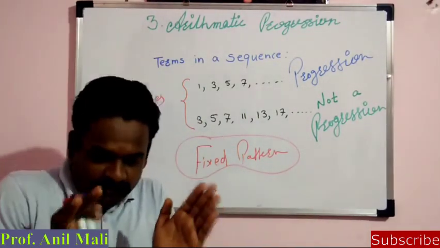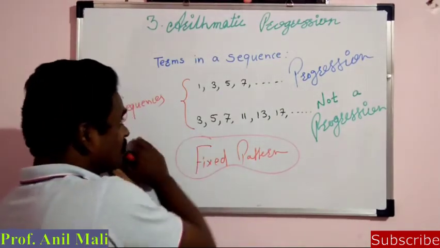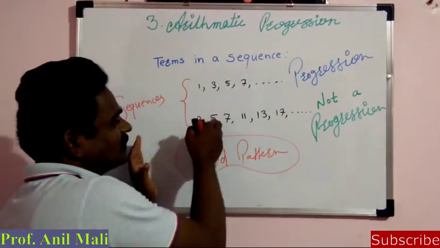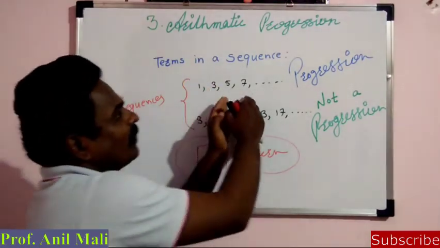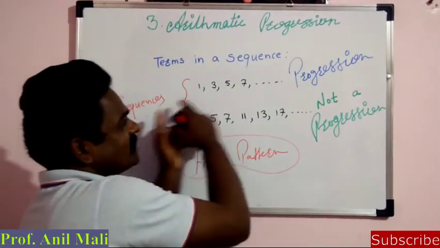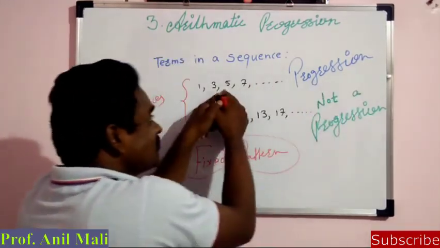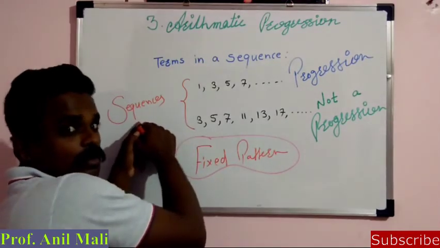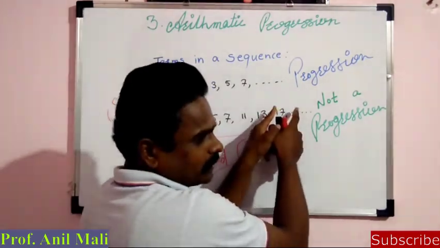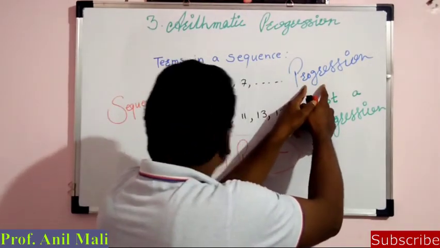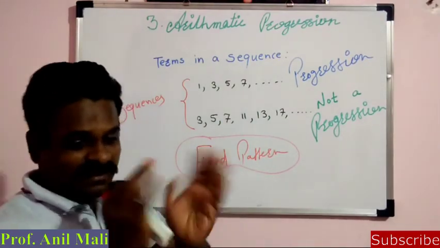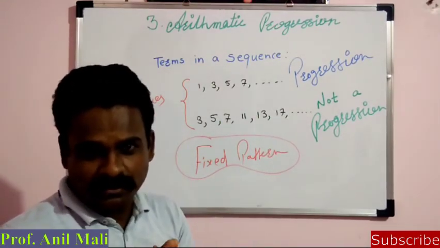So the basic difference between the sequence and the progression: every sequence is not a progression. These two are sequences, but only one of them is a progression and the other is not. So every sequence is not a progression, but every progression is a sequence. Got it? That is the difference between a sequence and a progression.